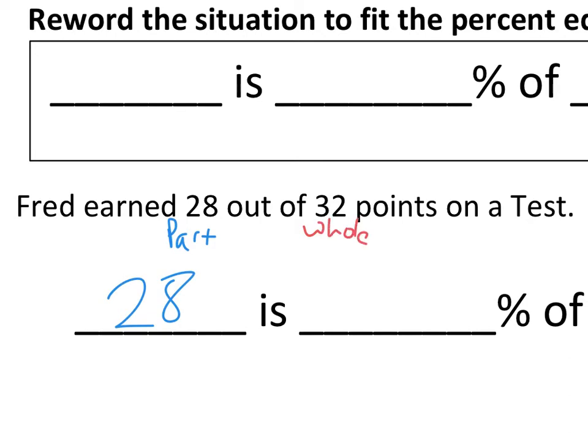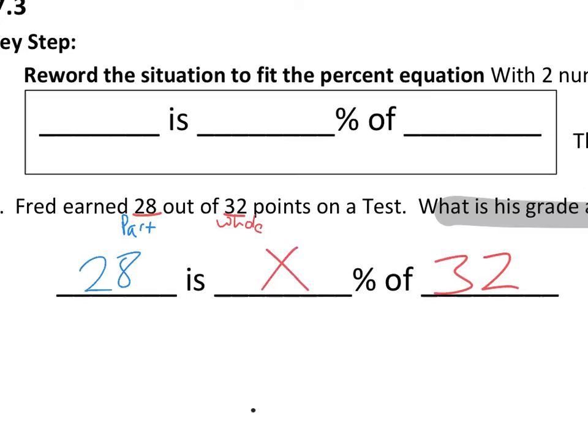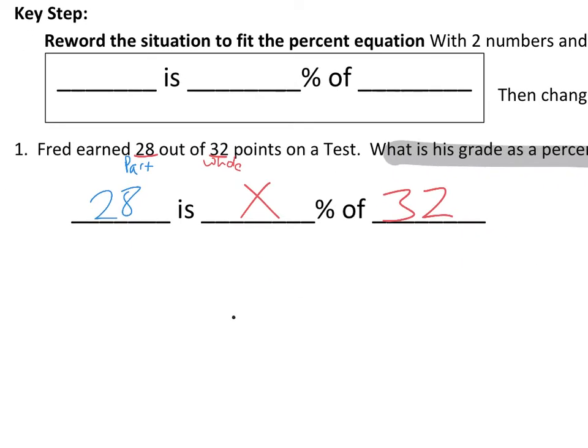Now, the whole is not always going to be larger, but in this case it is 28 out of 32. Sometimes we say you have 28 of the 32, or compared to 32. And we're looking for the percent here. That's what we don't know. So 28 is x percent of 32. That's all we're really asking here.